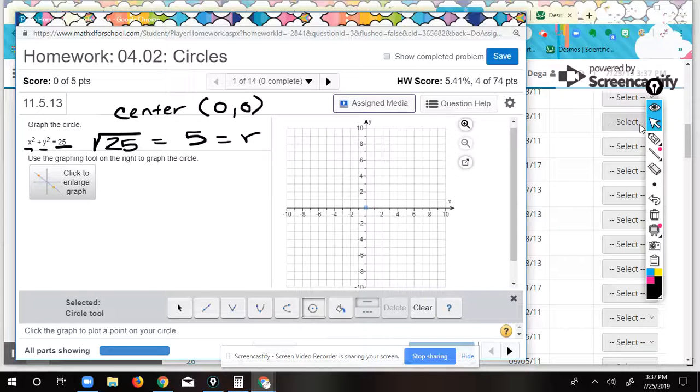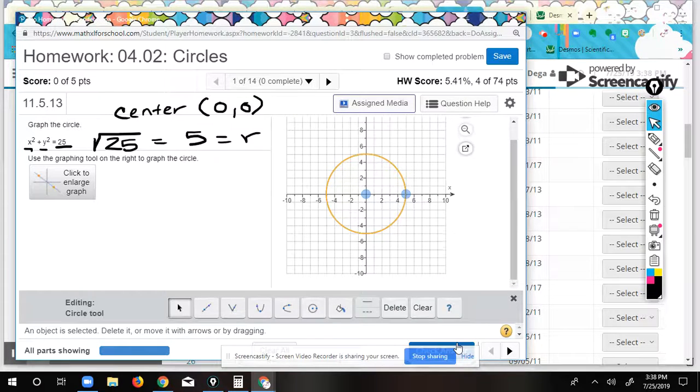So to graph this circle, I'm going to select the circle icon, and I'm going to put my first point right at the center, because the center is 0, 0. That's right in the center of the graph. Then I'm going to count out 5 in any direction. I don't want to go sideways because that's not accurate. So I'm going to go 1, 2, 3, 4, 5. And there you have it. We have a circle centered at 0, 0 with a radius of 5.